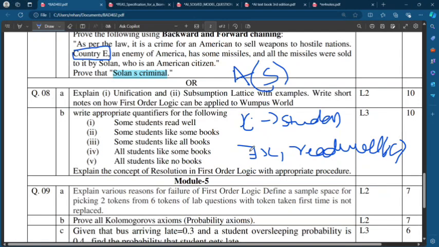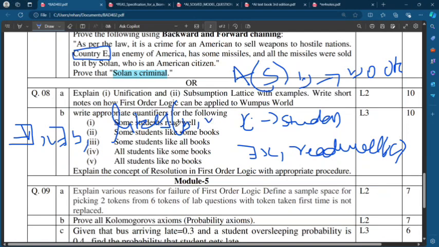Then some students like some books. Let B be a set of books. So now here I'm defining B as the set of books. There exists x, there exists B, likes x comma B. Then some students like all books: there exists x for all B, likes x comma B.